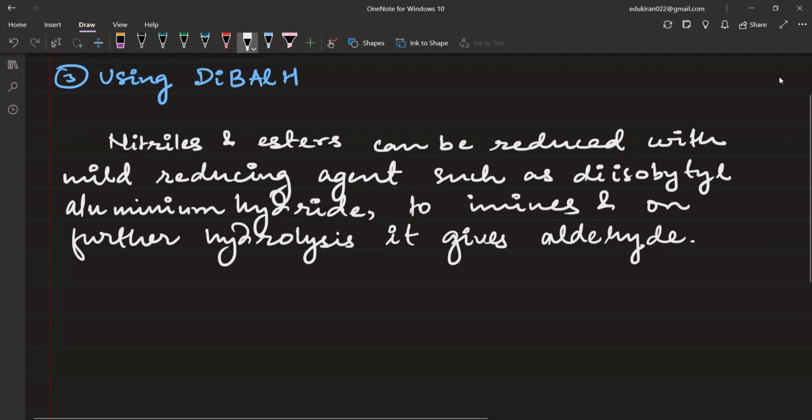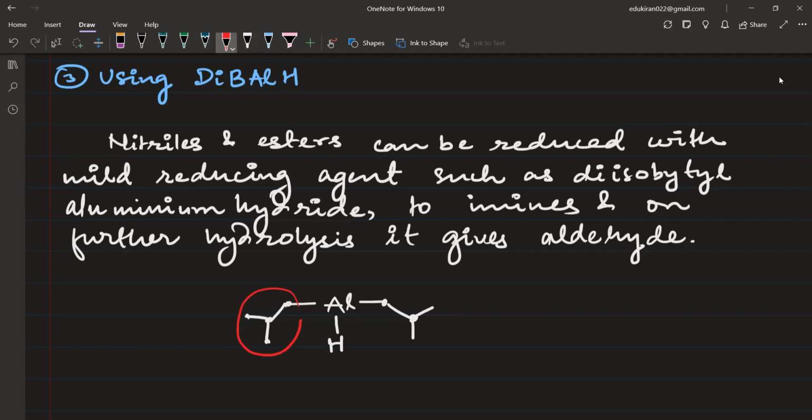So what is diisobutyl aluminium hydride? It is aluminium, then it has butyl. What is butyl? Butyl is this one carbon, two carbon, three and four carbon. First carbon, second carbon, third carbon, and fourth carbon, and one hydrogen. So you have diisobutyl. This group is butyl, and specifically it is isobutyl, and then you have hydride. This is the structure of Dibal H.